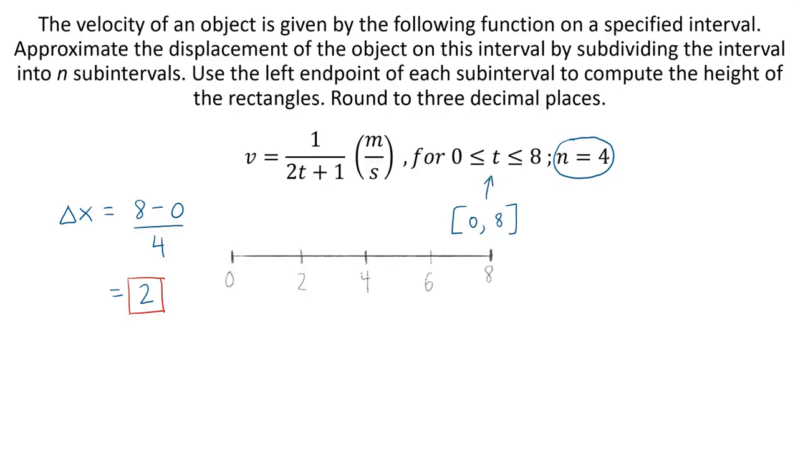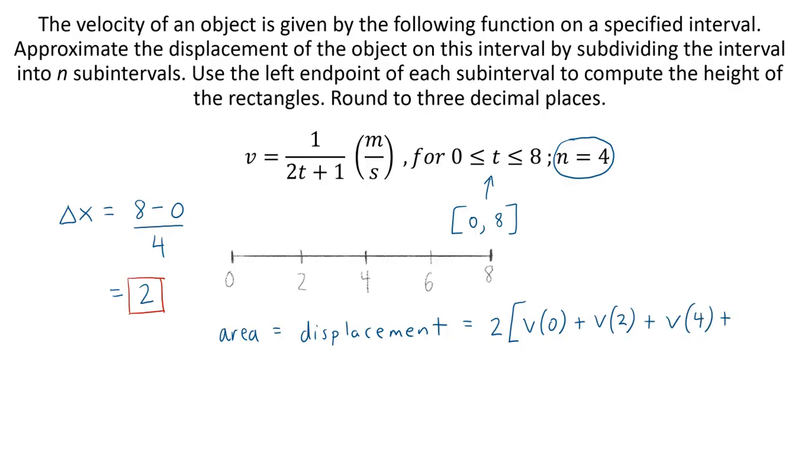Now let's find the displacement of the object. Remember, displacement given the velocity is just the area under the curve, and that's equal to delta x times the sum of the heights of the rectangles. Because we're going to use a left Riemann sum to calculate displacement, we'll start with the leftmost endpoint, 0. So our first height will be v of 0. The next rectangle will have a height of v of 2. The third will have a height of v of 4. And the last rectangle will have a height of v of 6.